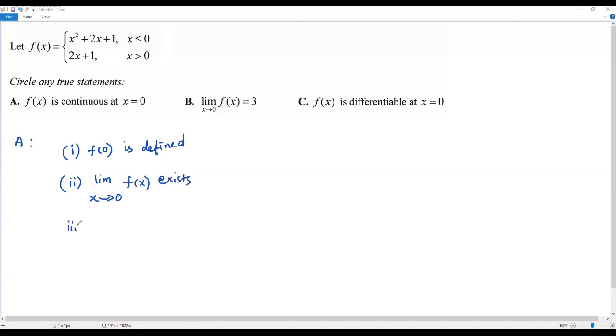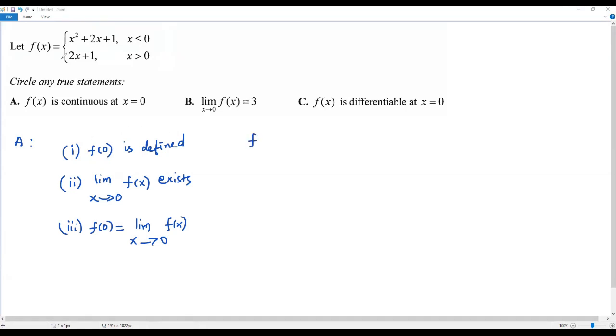And the third step is the values I got in step 1 and step 2 must be equal. That is, f of 0 must be equal to the limit as x approaches 0 of f of x. Okay, so if all these three conditions are satisfied by the given function f of x at x equals 0, we can say that the function f of x is continuous at x equals 0. So for that, let's do the first step. That is, we have to evaluate the value of f of 0.